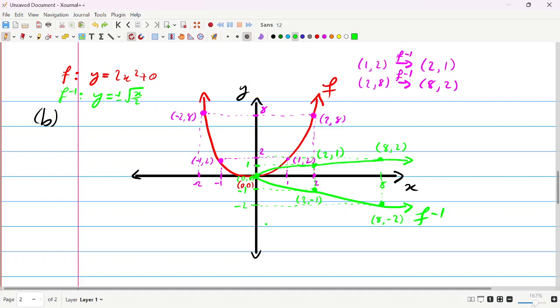Okay. So we just sketched both of them. We showed all the intercepts and whatnot, and that's basically what we have to really do. So now what's the next question?